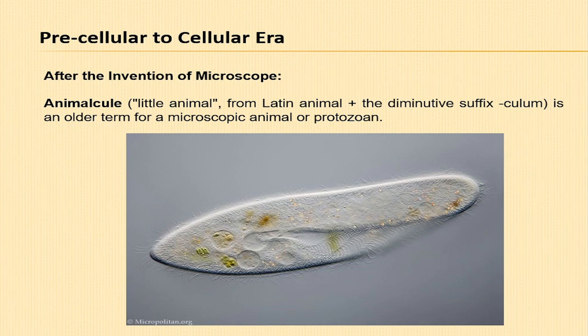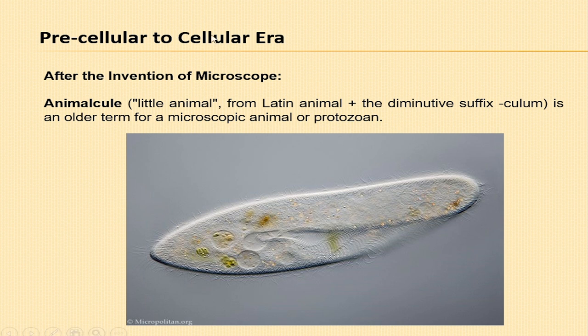Pre-cellular to cellular era. After the invention of the microscope in almost the 16th century, people used to collect rainwater and observe the droplets under the newly invented, very simple microscope. They observed some very small moving organisms. So animal-type organisms were present in the rainwater, and they termed them animalcules, that is, very small little life.